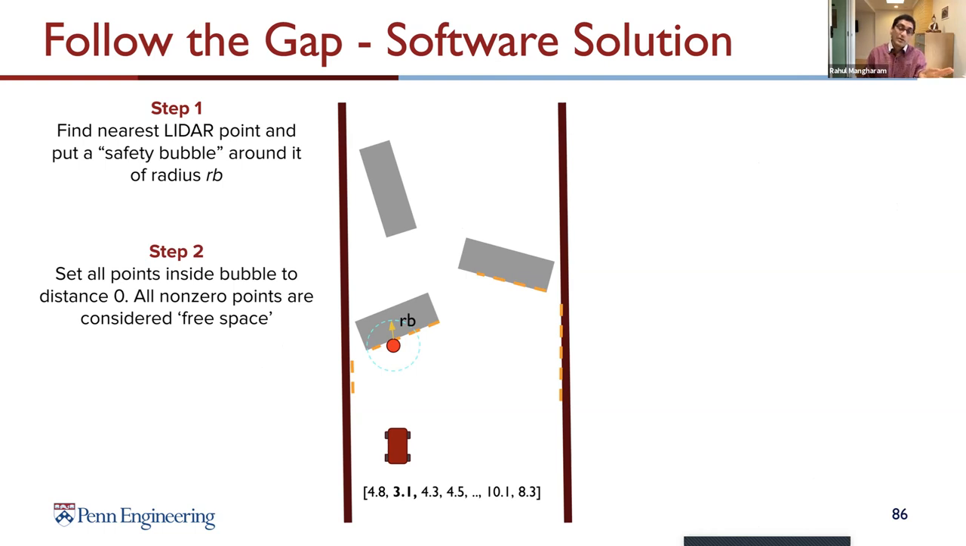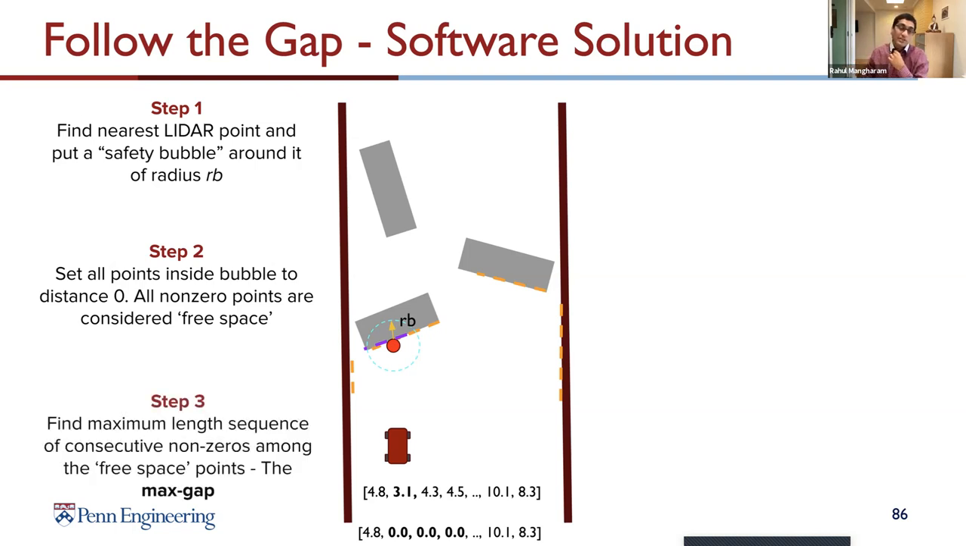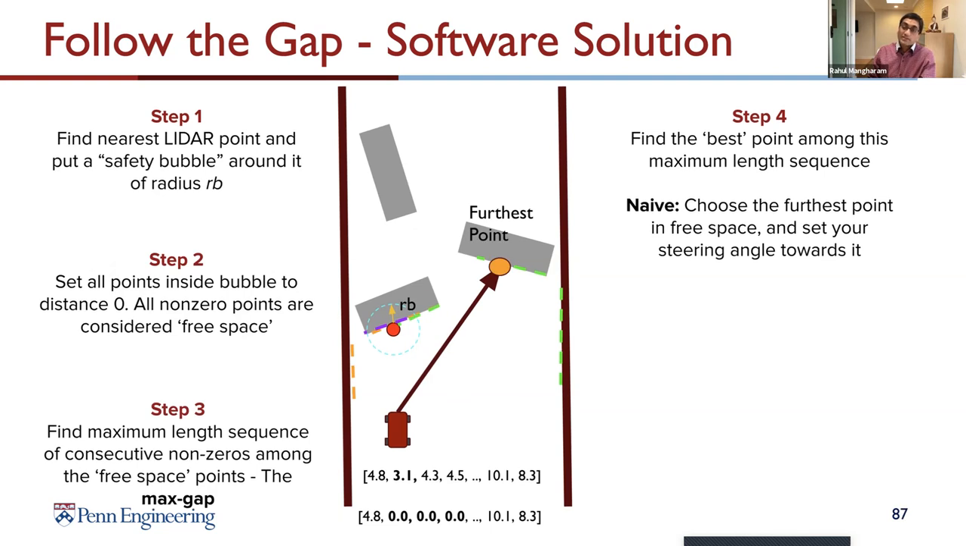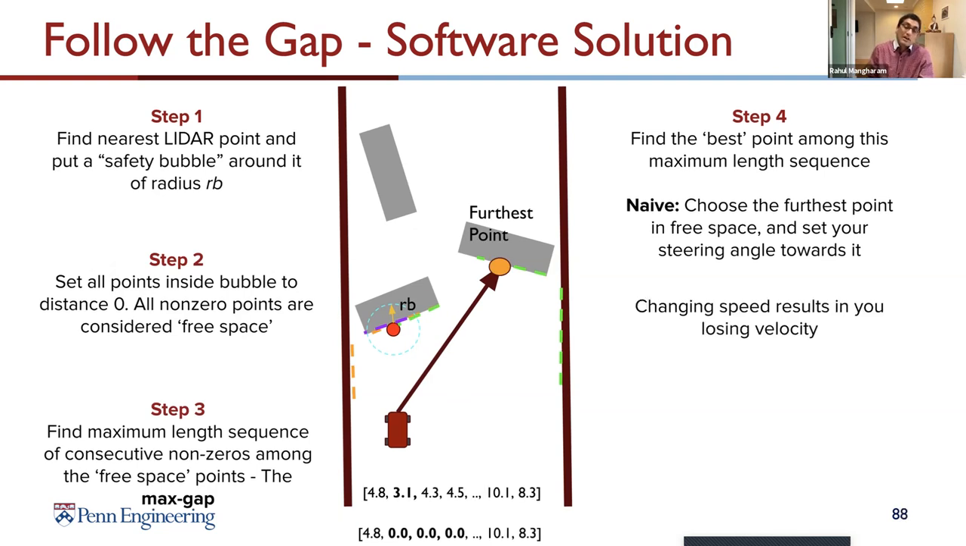we're going to basically zero them all out. And so essentially, we're just going to say that that's a no-go. Don't go in that direction. But all the other points, we are now going to start to consider as free space. And now we're just going to follow the max gap. So the max gap is generally in the direction over here, somewhere along this direction, right? We could go in the middle of that max gap, or find the best point in it and follow through that. So essentially we are again going back to follow the gap, but now we've taken a conservative first step.